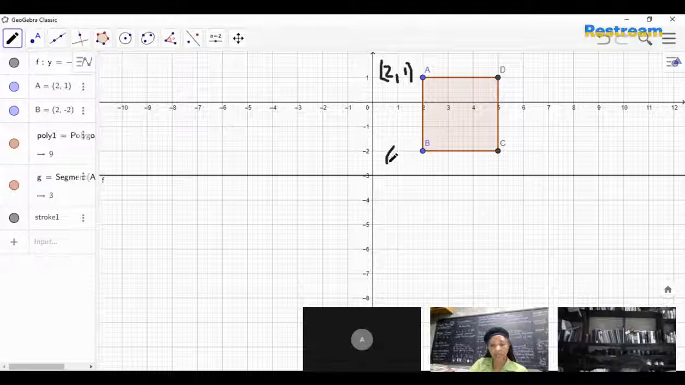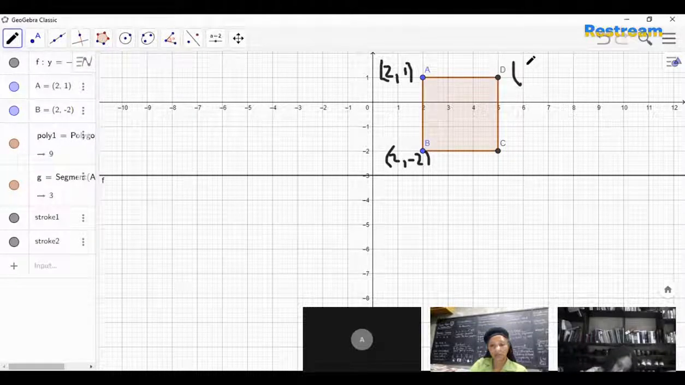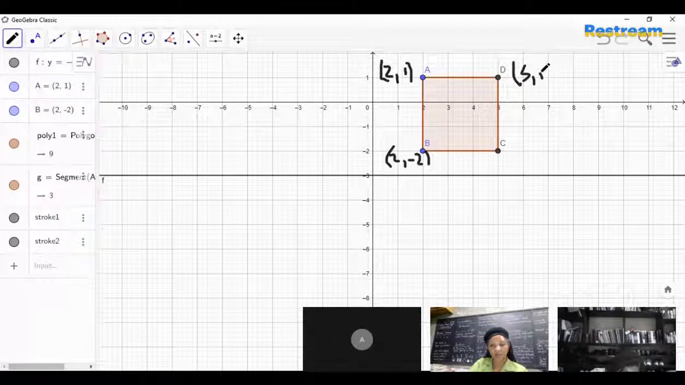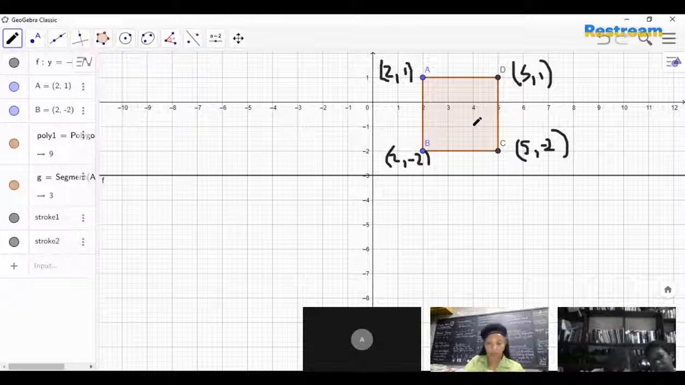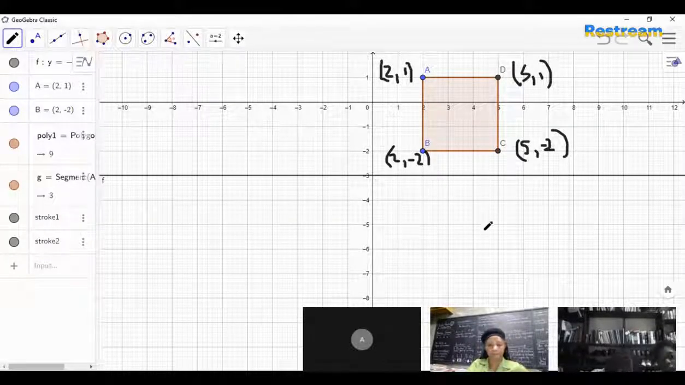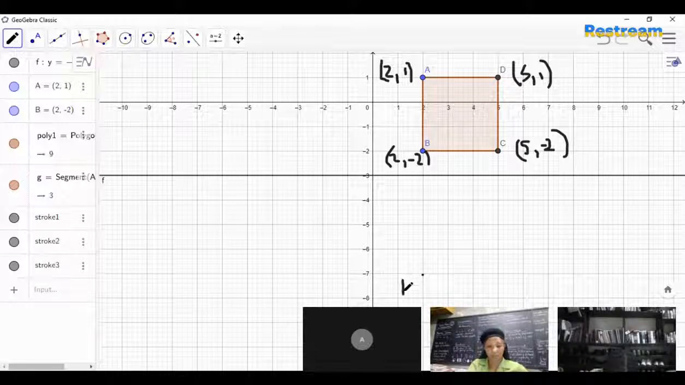And B is what? 2, negative 2. And D would be 5, 1. C would be 5, negative 2. Okay. So 1, 2, 3, 4, 4. Miss, it'd be 2, negative 7 for A prime. So that's the A prime. So that's 2, negative 7.